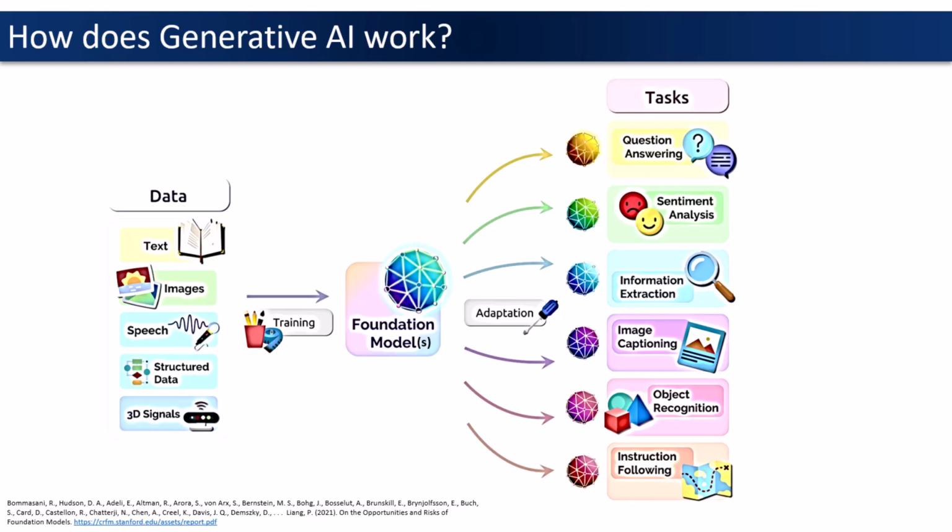Once we have our foundation model, we're ready to do something with it. We'll call this an adaptation. Now, there are lots of adaptations we can make from our foundation models. Everything from answering questions like ChatGPT does, to information extraction like Google and Alexa do, to object recognition, and so on. Let's look at the process a little more closely.